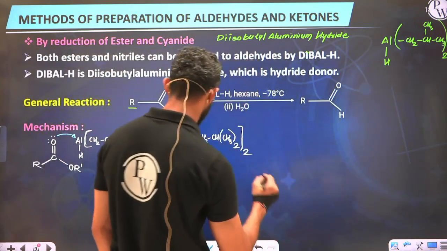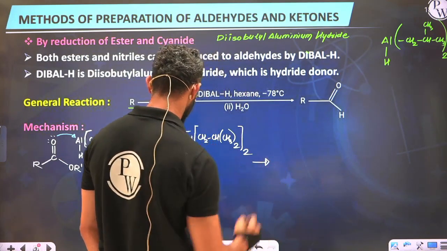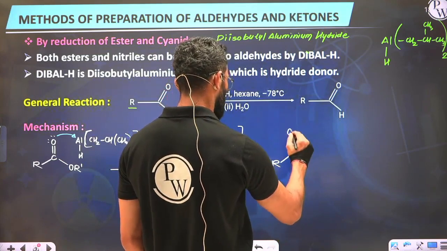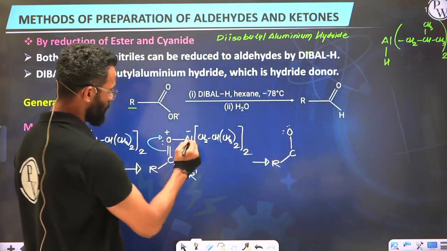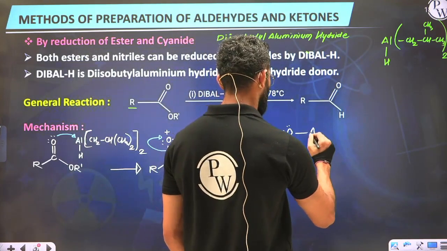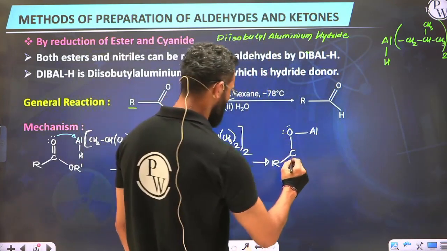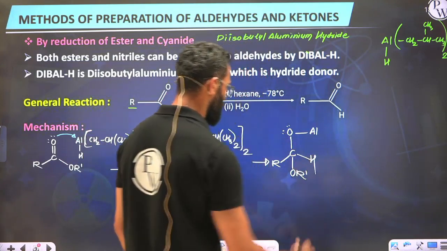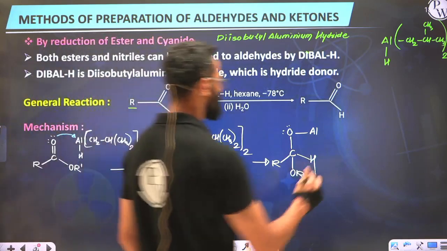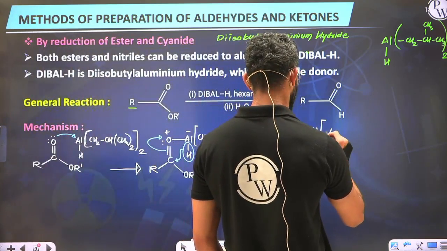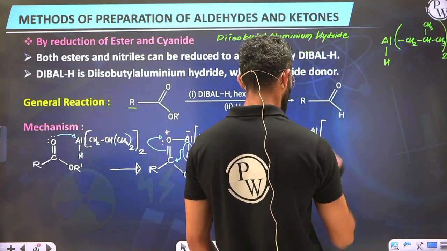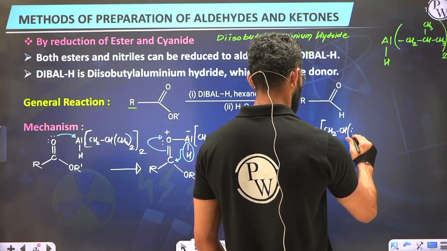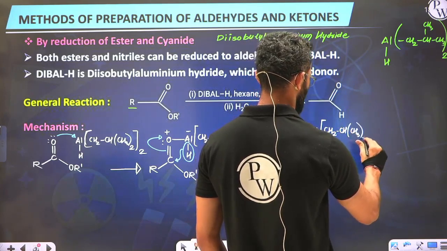So we will get RC single bond O, now with 2 lone pairs, bonded to Al. Now aluminium has been neutralized because it has lost hydride. Here we have got OR dash and this new hydride which attacked, and aluminium in turn further connected to CH2, CH3 twice.